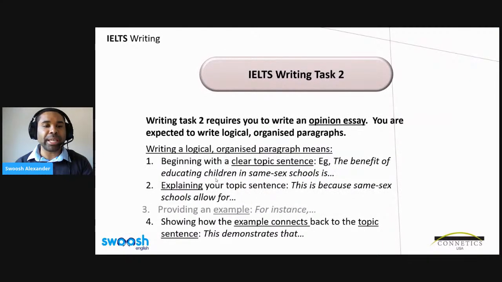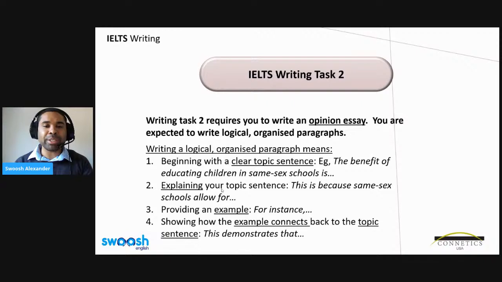So here are some pointers to begin with. It's worth acknowledging the fact that for writing task 2, you need to be writing an opinion essay. And within that essay, you're expected to write logical, organized main body paragraphs. So what does it mean to write logical and organized paragraphs? Well, for the first sentence of your paragraph in the main body of the essay, you should ensure that you begin with a clear topic sentence.